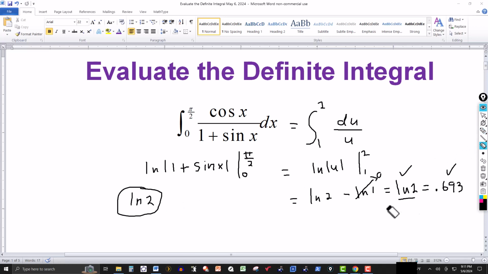And then I can still use the calculator to come up with the final answer of 0.693.